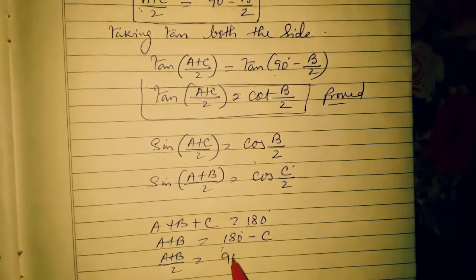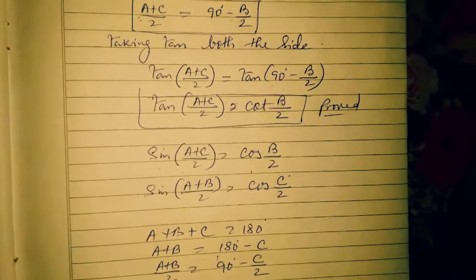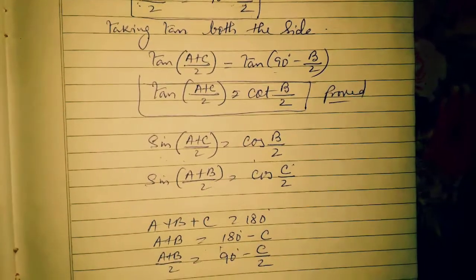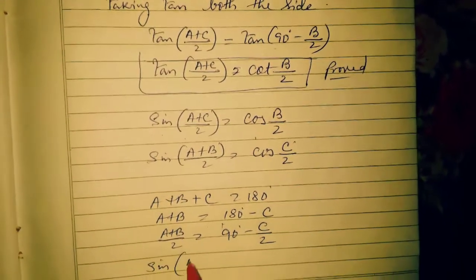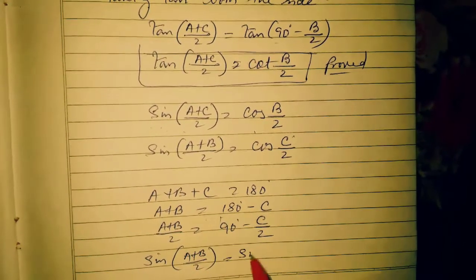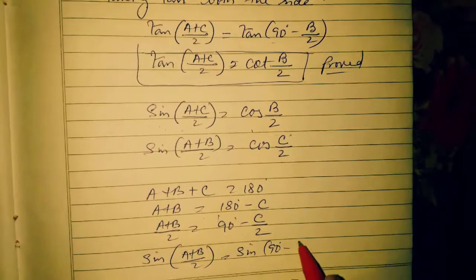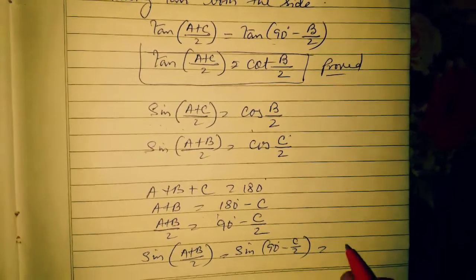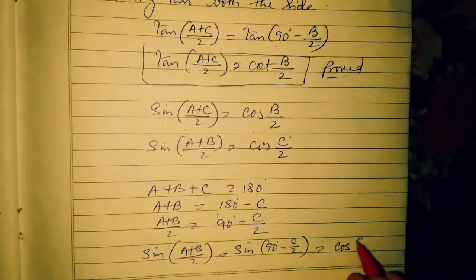equals half of 90, that is 90 degrees minus C by 2. Then again, we'll take sine on both sides. If we take sine on both sides, we get sine of (A plus B) by 2 equals sine of (90 minus C by 2). So what is sine of (90 minus C by 2)? That is cos C by 2.